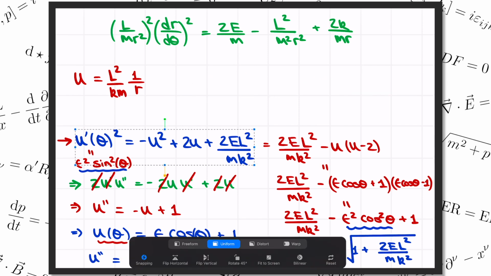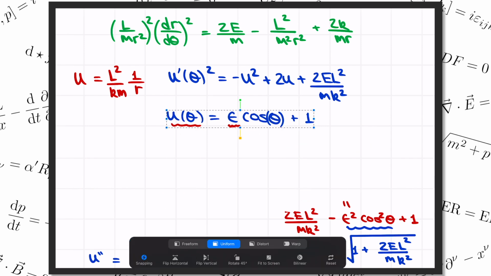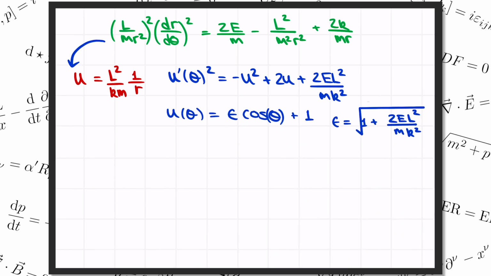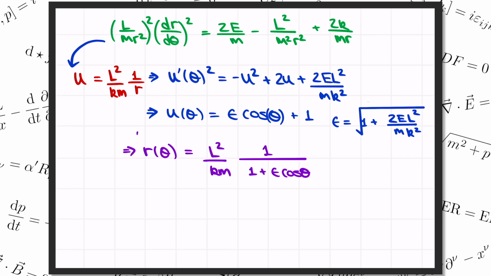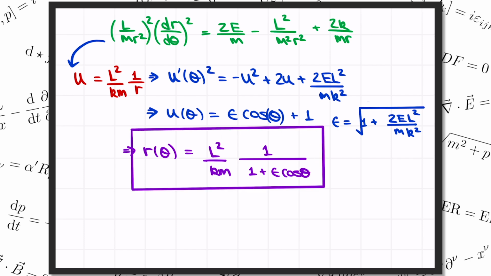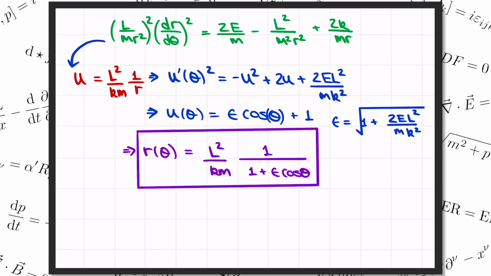Well, now we're essentially done because we've solved for u as a function of theta: u equals 1 plus epsilon times cosine of theta. But r, remember, was just equal to 1 over u times a constant. And so we can finally solve for r as a function of theta. It's given by L squared over Km times 1 divided by 1 plus epsilon cosine of theta. And there we have it. This is the equation for the curve that's traced out by the planet as it travels around in its orbit.